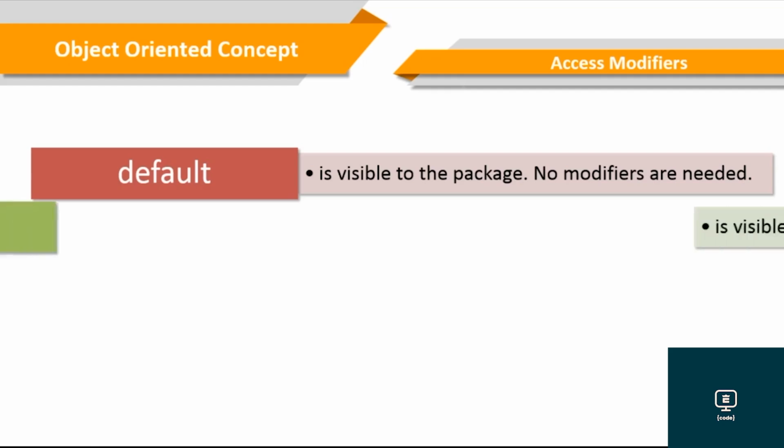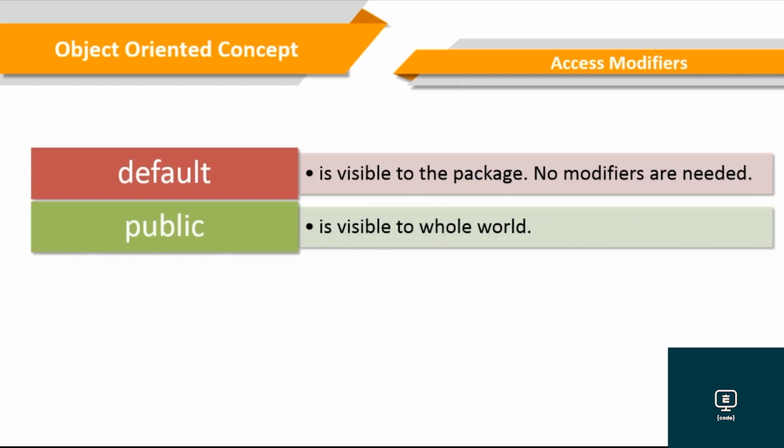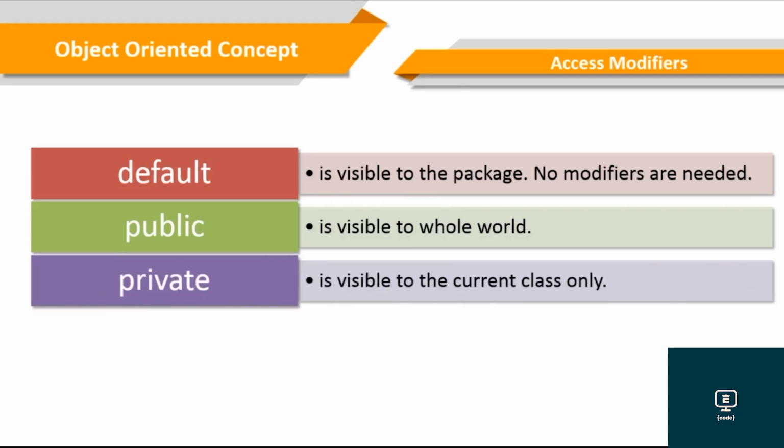The second one is public. The public access modifier is accessible from everywhere, and this is the least restrictive access modifier. And the third one is private. The private access modifier is accessible only within the class. So methods, variables, and constructors that are declared private can only be accessed within the declared class itself. Private is the most restrictive access level.